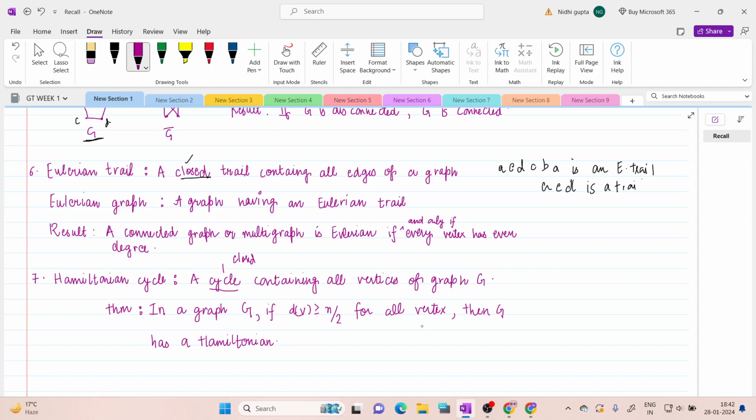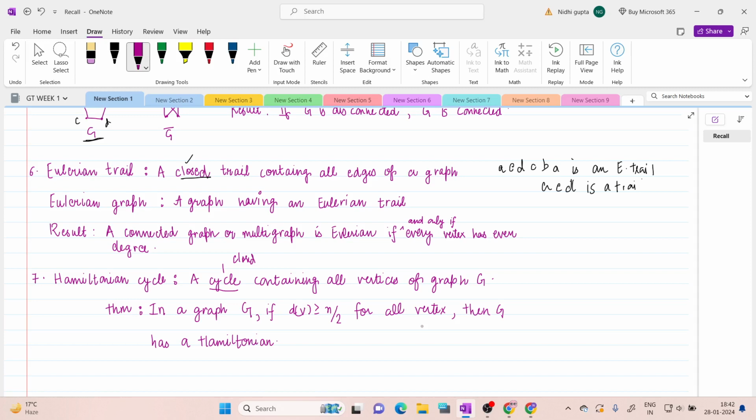And in an Eulerian graph, it should contain all the edges. The starting and end vertices should be the same, and no vertices should be repeated. No, no. In an Eulerian trail, we are allowed to repeat the vertices, but we are not allowed to repeat the edges. Okay, ma'am. Thank you.